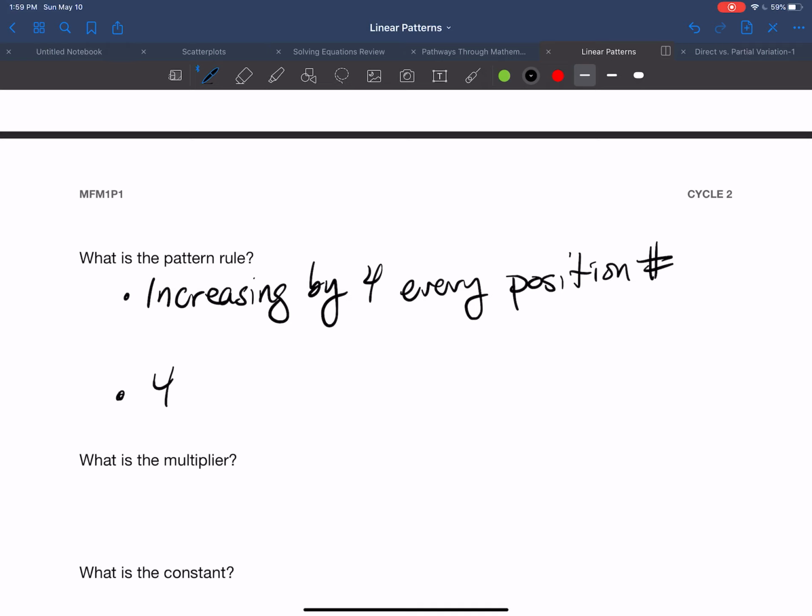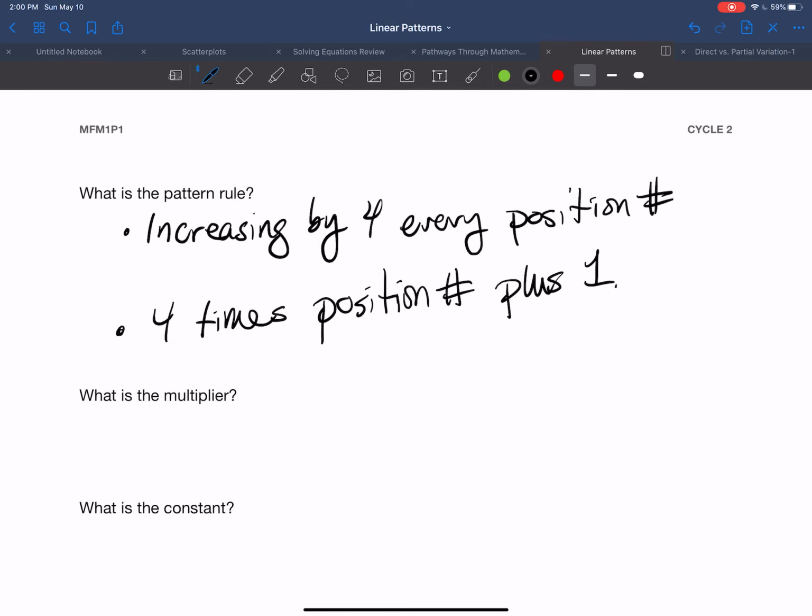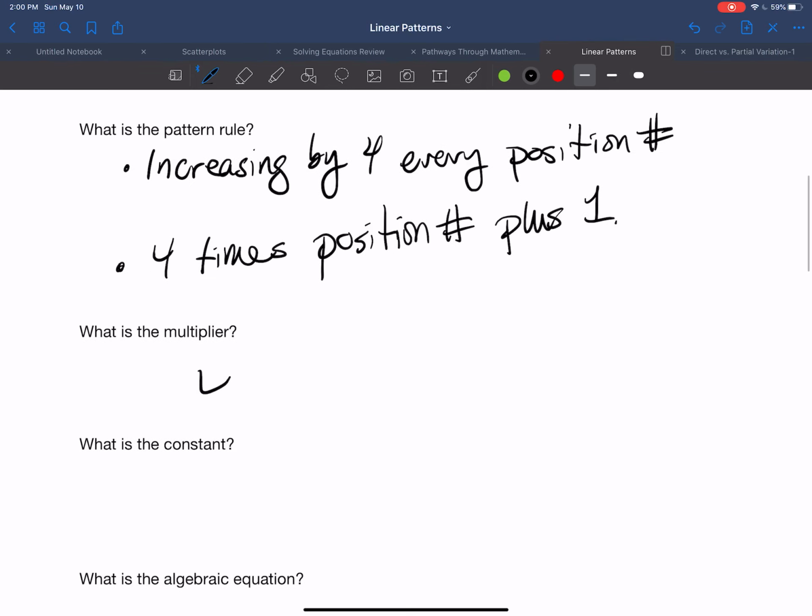So 4 times position number plus 1. So what's the multiplier? The multiplier is the thing we're multiplying, right? The number, the 4. So we're multiplying the position number by 4, so that's the multiplier.